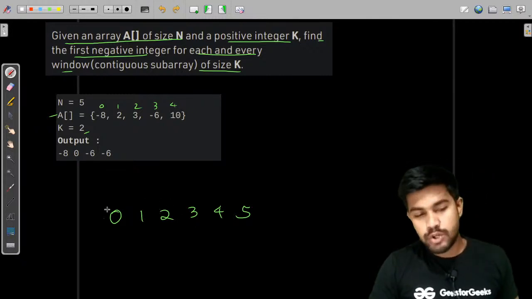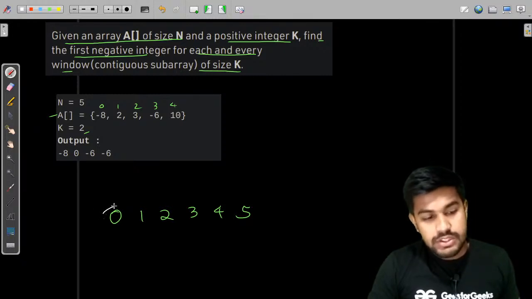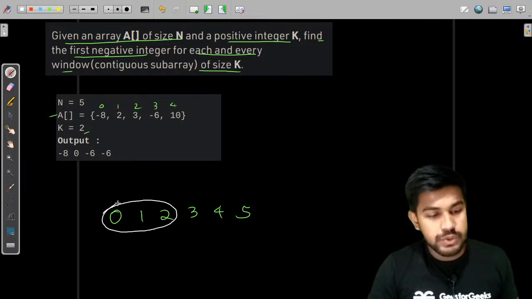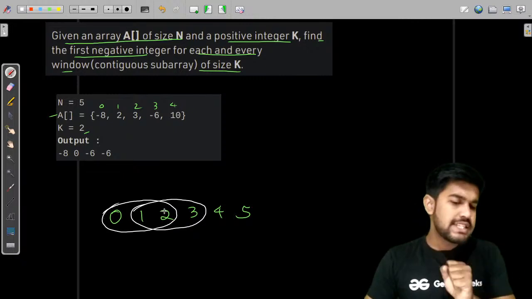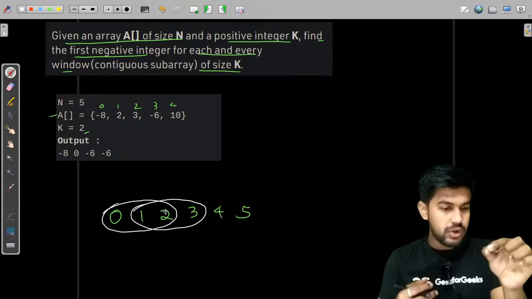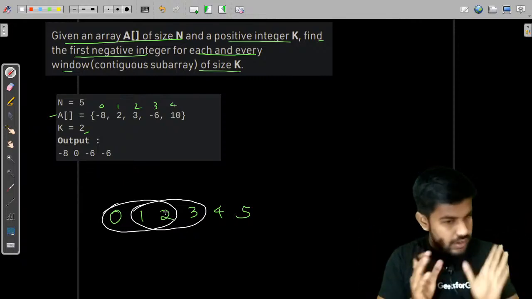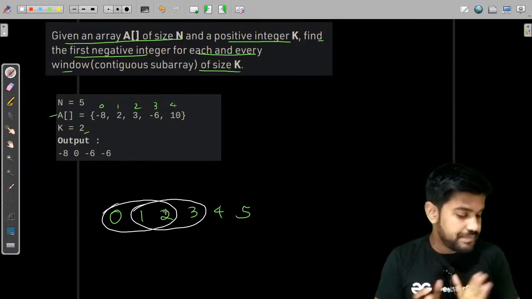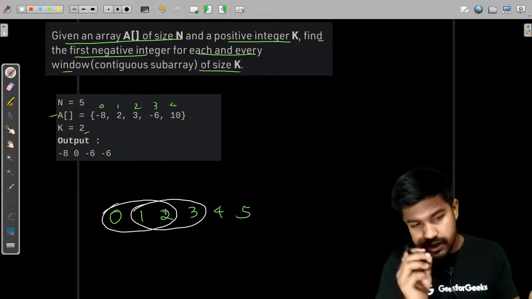Now there is one more observation. Okay, what is this observation? The first window is 0, 1, 2, and the next one is 1, 2, 3. Okay, so you can see what is there. 0 is outgoing and 3 is incoming. Okay, fair enough. So this is what is happening. So 0 is outgoing and 3 is incoming.